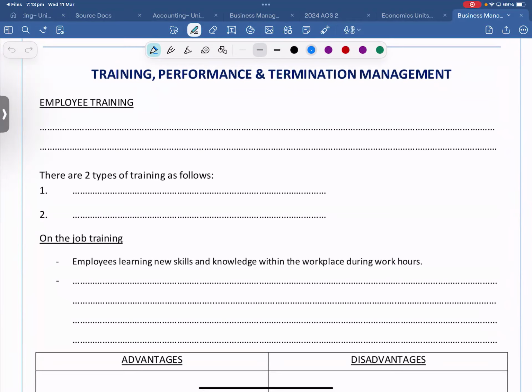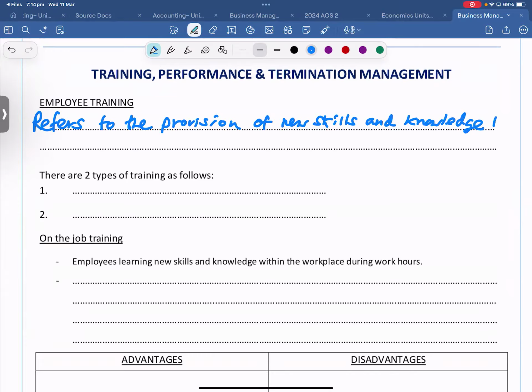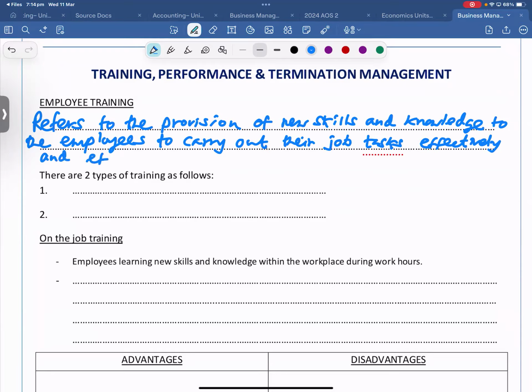Take down. Employee training refers to the provision of new skills and knowledge to employees to carry out their job tasks effectively and efficiently.